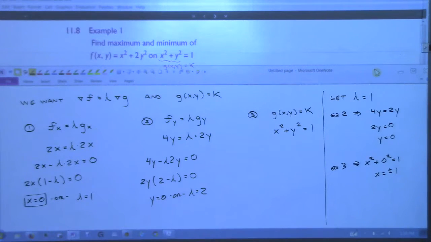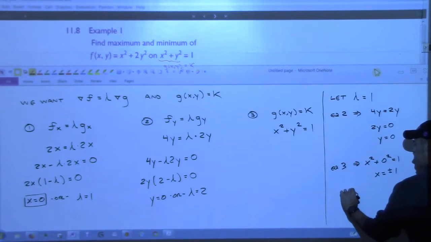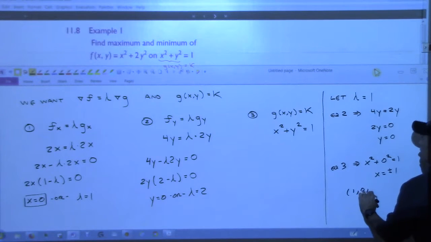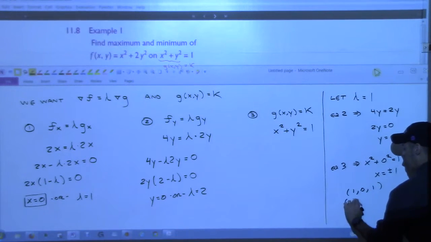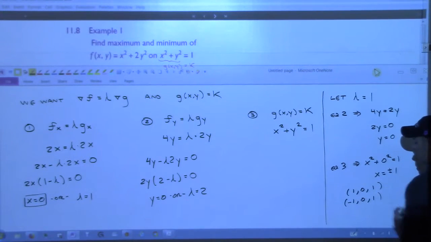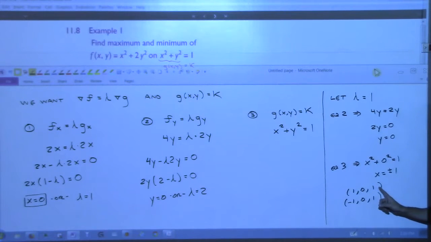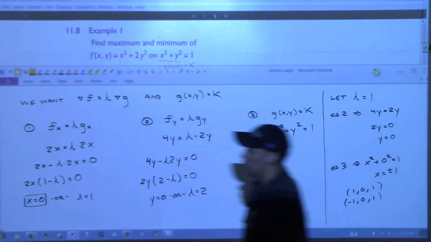See that? So if lambda is 1, equation 2 forces y to be 0. Once y is 0, equation 3 forces x to be plus or minus 1. And now I can say that I could have 1, 0, 1, or negative 1, 0, 1. X, y, lambda. X, y, lambda, right? Make sense? Yes.